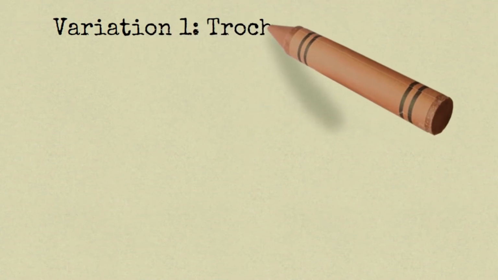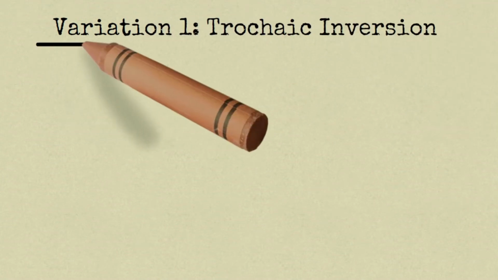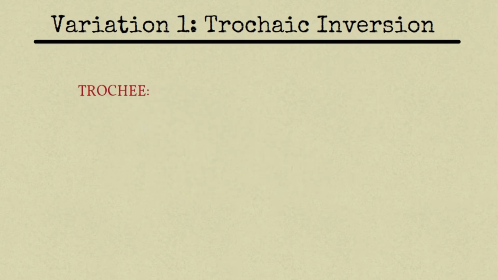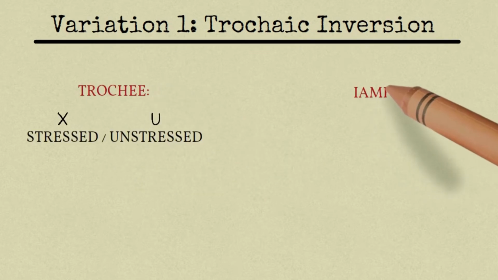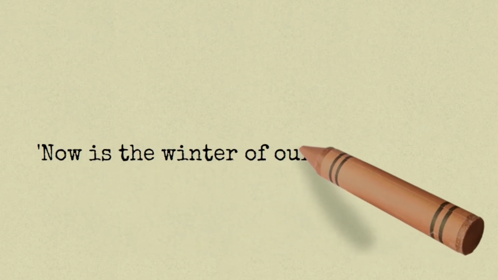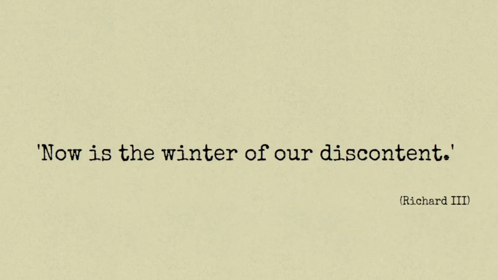Let's have a look at the first type of variation, Trochaic Inversion, which is sometimes called Trochaic Substitution. This scary sounding name is just a complicated way of saying that the stress pattern in one of the groups of syllables is backwards, so stressed first and then unstressed. This usually either happens in the middle of a line or at the beginning of the line, like this one.